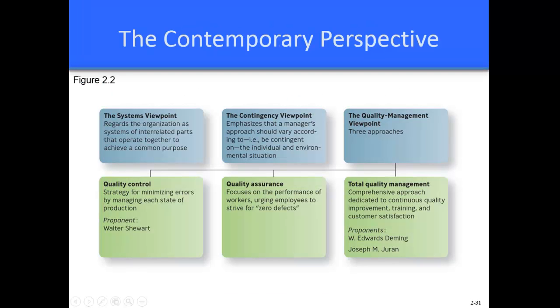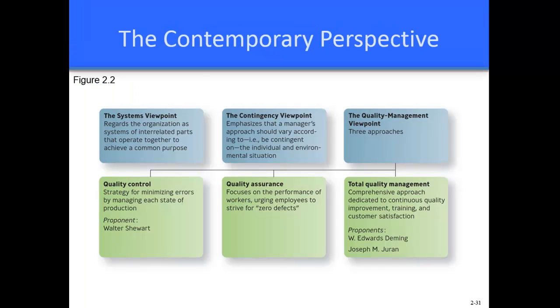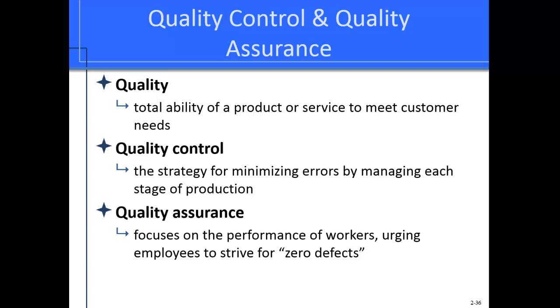Now let's take a look at our second viewpoint, and that's the contingency viewpoint. The contingency viewpoint emphasizes that a manager's approach should vary according to the individual and the environmental situation. That makes this the most practical because it addresses problems on a case-by-case basis. And then finally, we'll take a look at our last viewpoint, which is the quality management viewpoint, which includes quality control, quality assurance, and TQM, or total quality management.